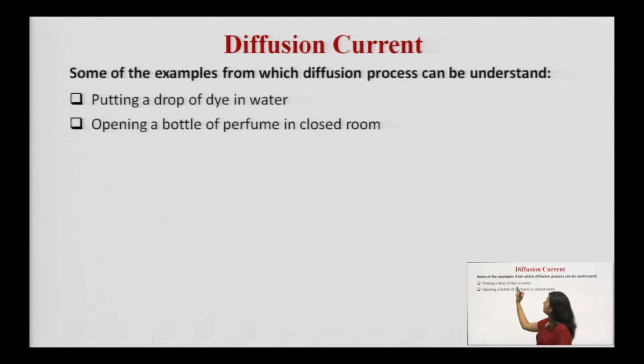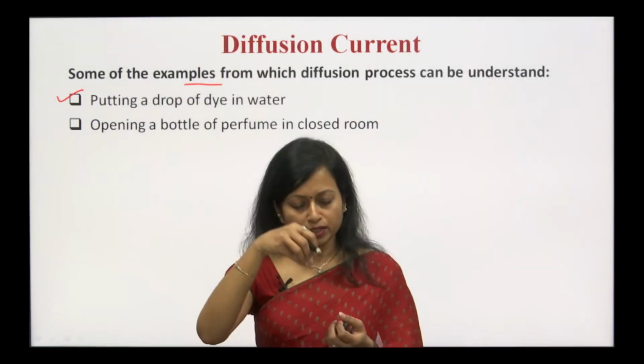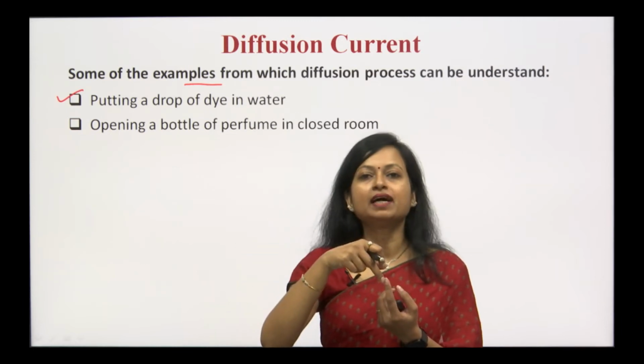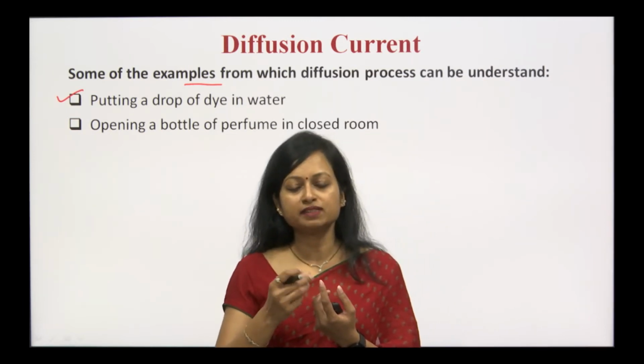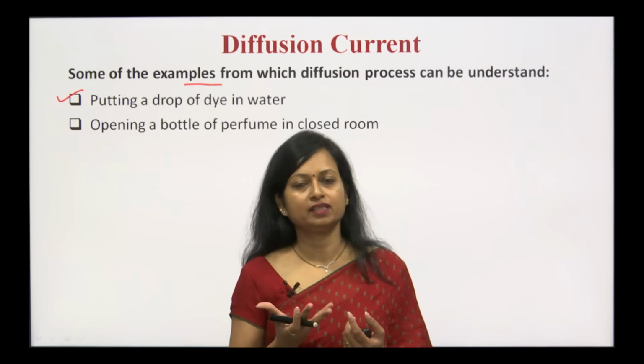Now, let me give you some more examples via which you will be able to understand more clearly what diffusion actually is. See the first example, putting a drop of dye in water. If you put a drop of dye in water, what will happen? Initially you are going to observe that there is a drop, but after a certain time you will observe that the drop has spread out in the water.